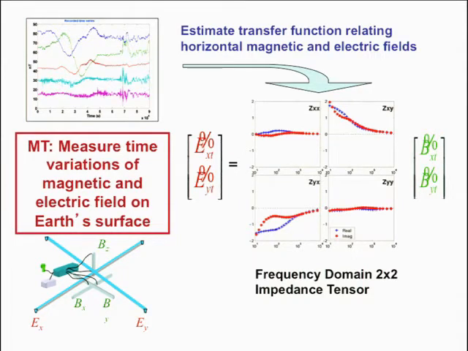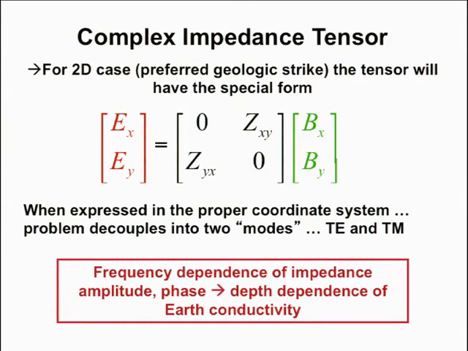This frequency-dependent relationship is called the impedance. It's a tensor relationship between the two horizontal magnetic components and the two electric components. And the fact that these off-diagonal components are big and these diagonal components are small says that BX is primarily related to EY and BY is primarily related to EX. And you can formalize that in a two-dimensional case. So you have a preferred geologic strike. And if you express all of your vector, magnetic, and electric components in the coordinate system of the strike, then it reduces to this basically off-diagonal impedance tensor.